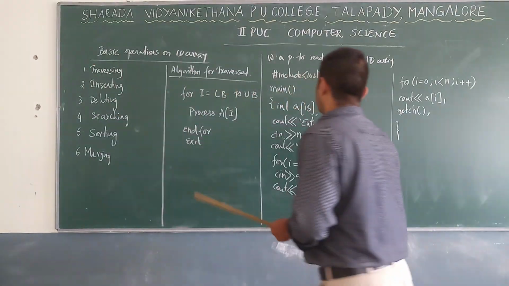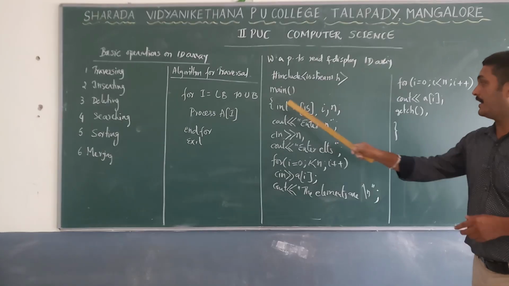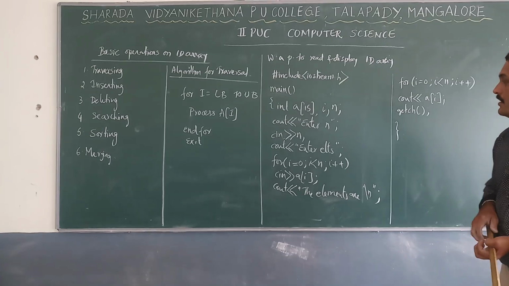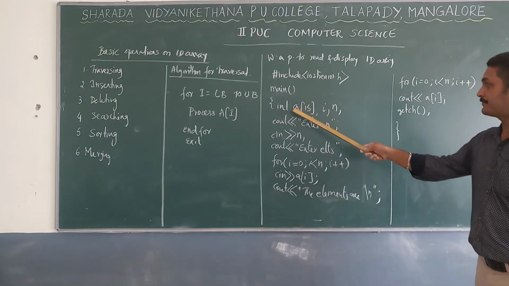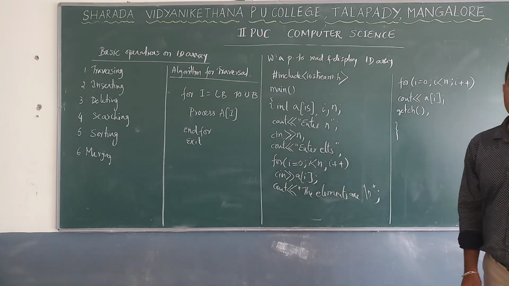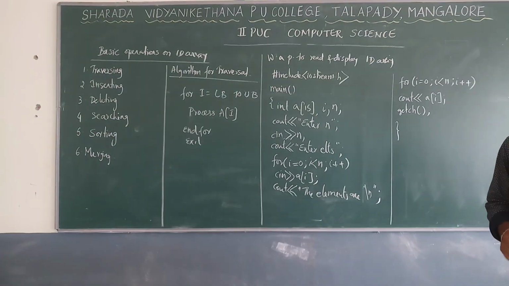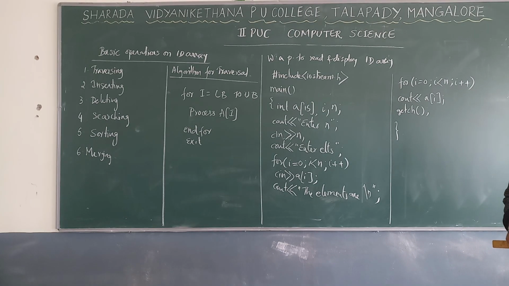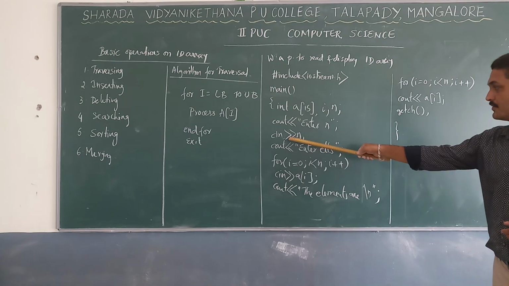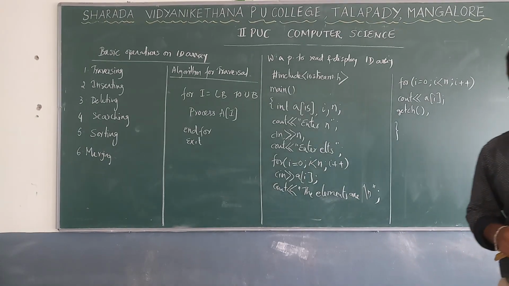See here, #include <iostream.h>, main function, int a[15], i and n. And here, last week we studied about this one. So what is the purpose of i and what is the purpose of n? i is to specify the index value and n is to specify the total number of elements that we are using. See here, cout enter n. That means we have to specify the number of elements in that array.